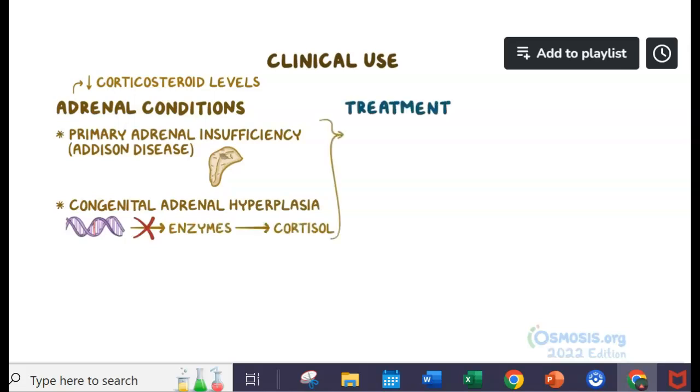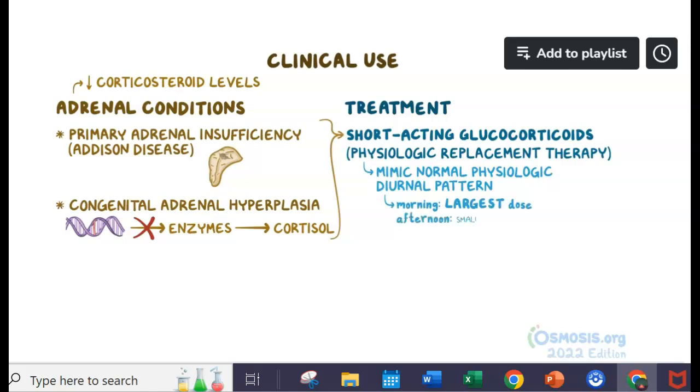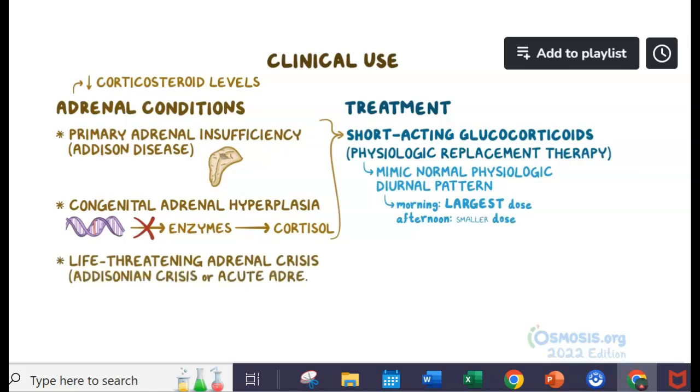Now, to treat these conditions, we use short-acting glucocorticoids, which are, in this case, also referred to as physiologic replacement therapy. Physiologic replacement therapy should mimic the normal physiologic diurnal pattern, meaning that in the morning, individuals should receive the largest dose, and later in the afternoon, a smaller dose. In addition, a life-threatening adrenal crisis, which is also known as Addisonian crisis or acute adrenal insufficiency, is treated with hydrocortisone due to its rapid effect.